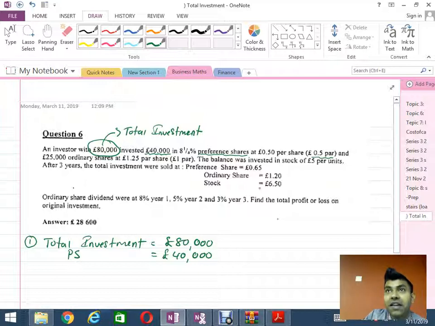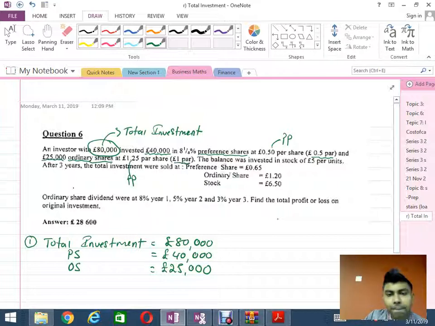They already gave you the par value. So this is what? Purchase price. Okay. And then 25,000 pounds in what? Ordinary shares. So in your OS, ordinary shares, you invested what? 25,000. Are we okay so far? And then you have 1.25. Now this 1.25 is your purchase price.